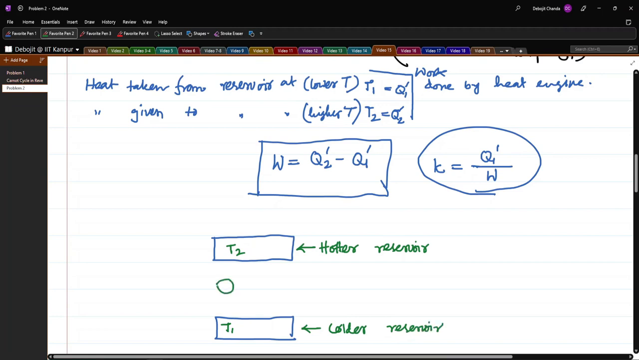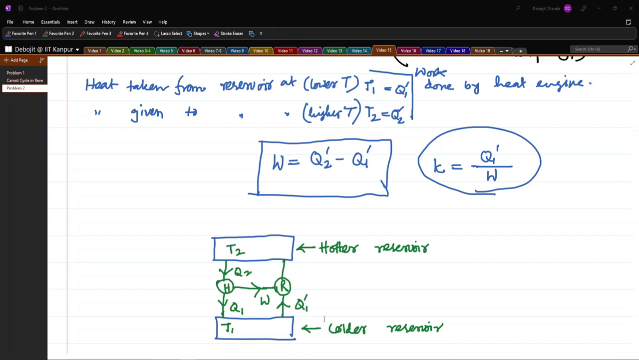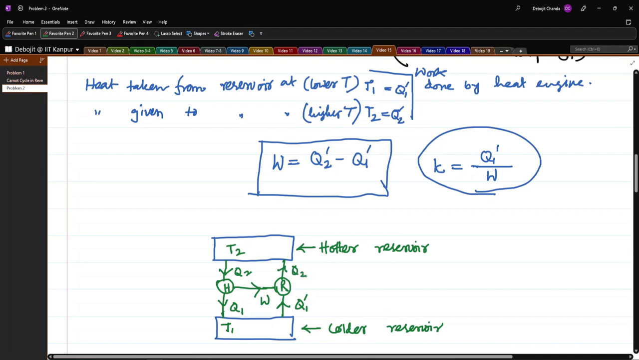And the Carnot engine is working between these two, taking an amount of heat Q2, returning an amount of heat Q1, and doing work W. And the reverse engine is also working between these two, taking the work done by the heat engine and taking an amount of heat Q1 dash and returning a total amount of heat Q2 dash to the hotter reservoir. This is hot, this is cold.